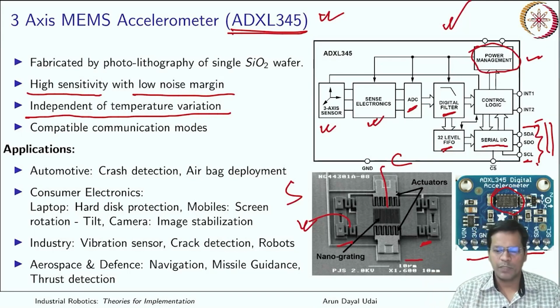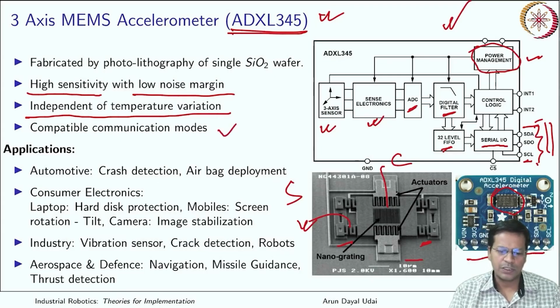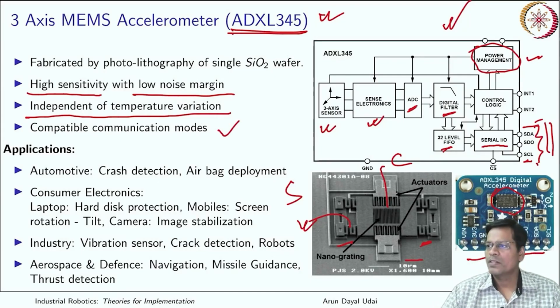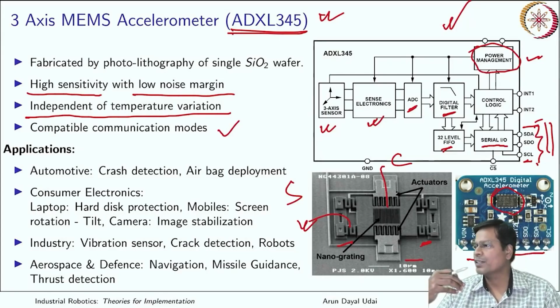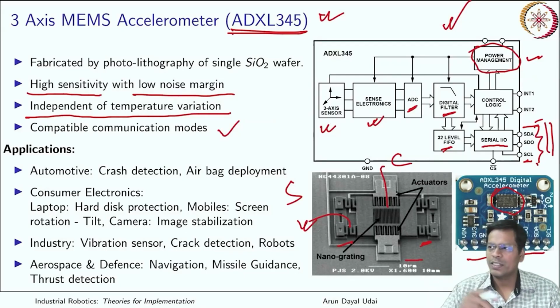It is compatible with multiple modes of communication. This was I2C. It can be standard serial RS232 or 485, right? So there are multiple modes of communication supported. There are many applications that you see here, usually crash detection in a car, which deploys airbags and tightens your seat belt. Those things are there in case of accidents in automobiles.